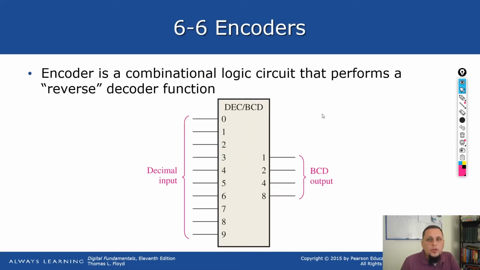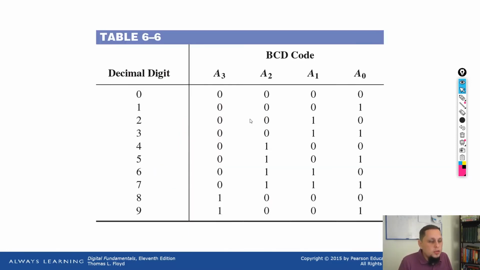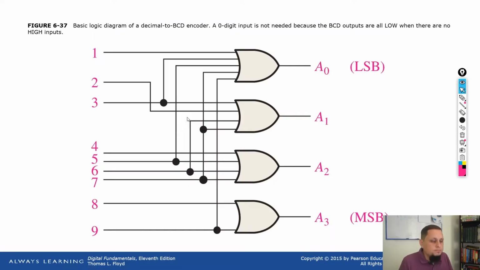We have the encoders. An encoder is just the opposite of the decoder. In this case, you have the decimal input, and it will generate the binary output. Okay, that's it. So this is just the opposite of the decoder. Again, you can actually create the decoder or the encoder just by looking at the truth table, right? By using this truth table, you can create a functioning encoder. Okay, so this is one of the examples.